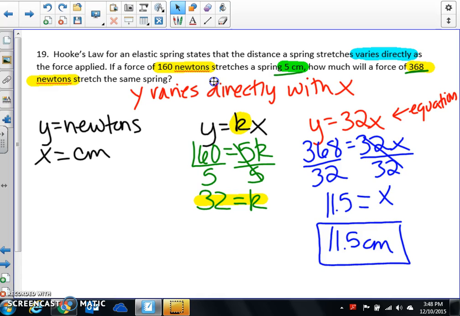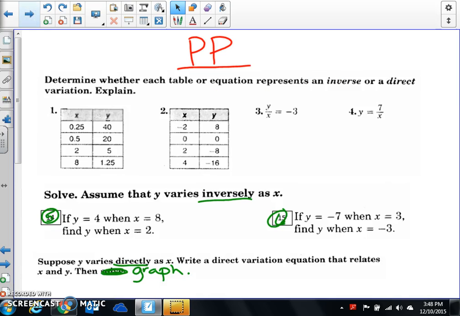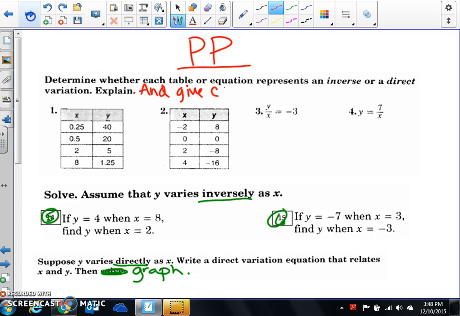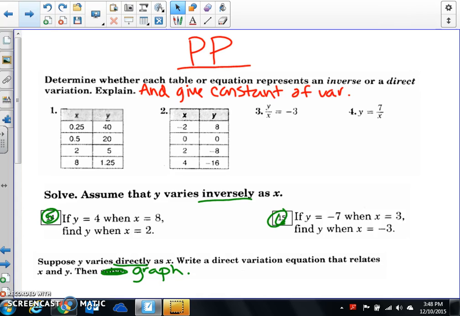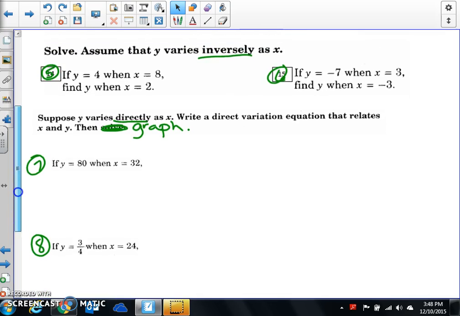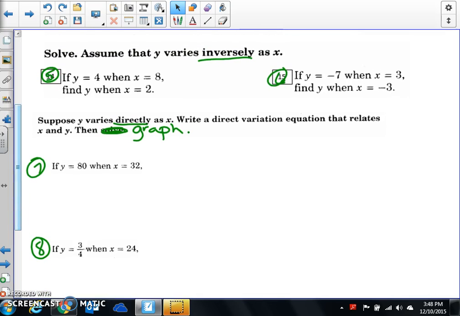Final answer. All right, so here are your practice problems. The first 4, you're just telling me if they're inverse or direct and why. And go ahead and give me the constant of variation. Those are all inverse, or 3 and 4. No, wait, sorry, 5 and 6. 5 and 6 are inverse. 7, 8 are direct, and you are going to graph the direct variations.